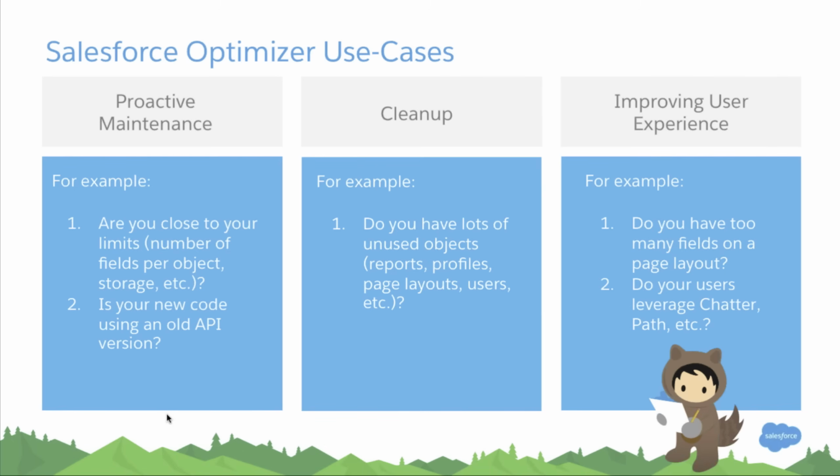And the last one, as I said earlier, that's my favorite topic. It's adoption, improving user experience. So you're going to drive end user productivity, and you're going to drive a better business at the end. Do you have too many fields on a page layout? Are those fields being used? If you have fields that are unused, you can remove those unused fields from a page layout, and users will love you for that. Do your users leverage Chatter, Path, and some other great productivity features to make their life easier? So that's what we are providing with Salesforce Optimizer, and you will have those recommendations directly in the report.